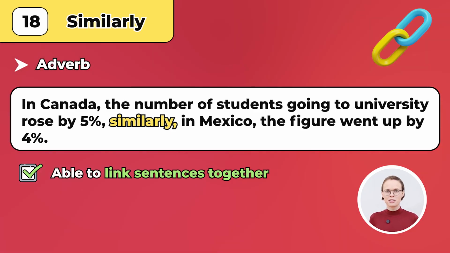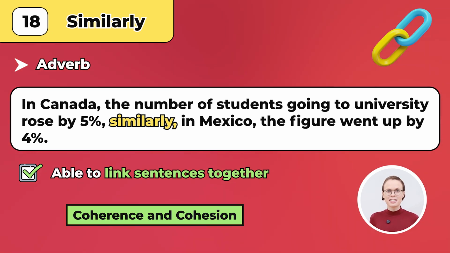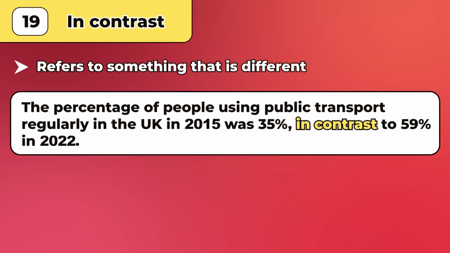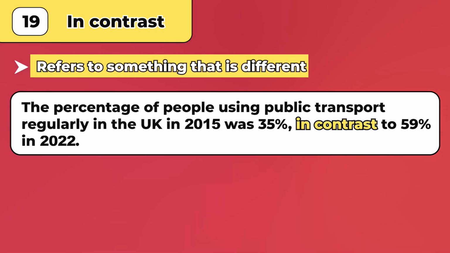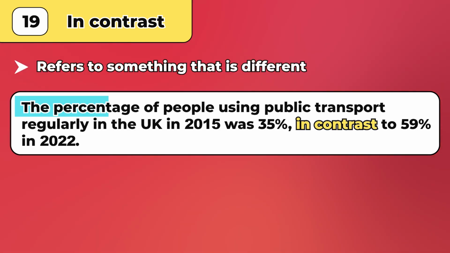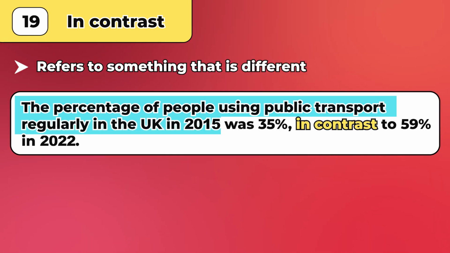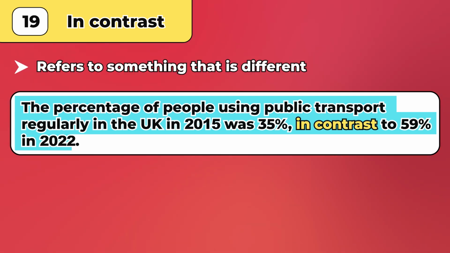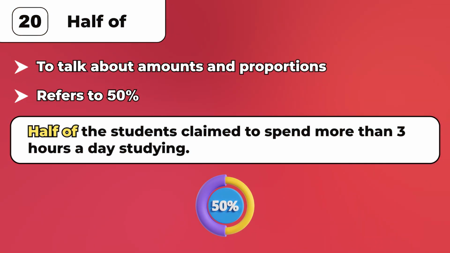The IELTS examiner will be looking for these things in your writing because it falls under the coherence and cohesion section of the scoring criteria. This means that the examiner will check whether you are able to connect your ideas well and make sure they make sense. The linking word in contrast refers to something that is different. For example, the percentage of people using public transport regularly in the UK in 2015 was 35%, in contrast to 59% in 2022. Next, let's check out half of.